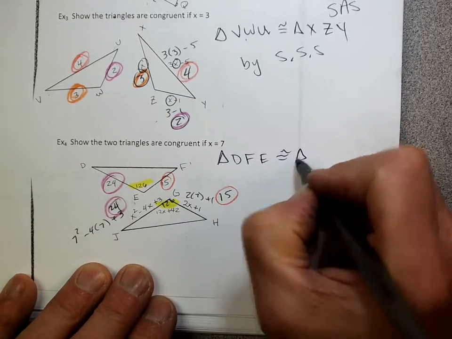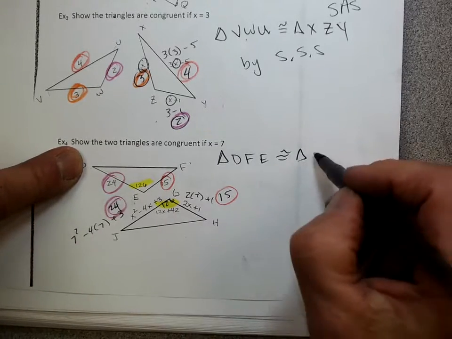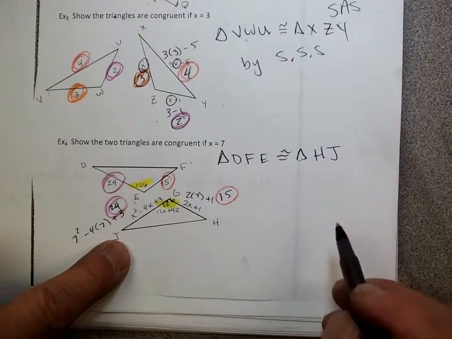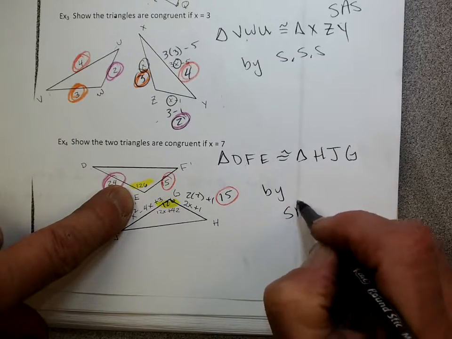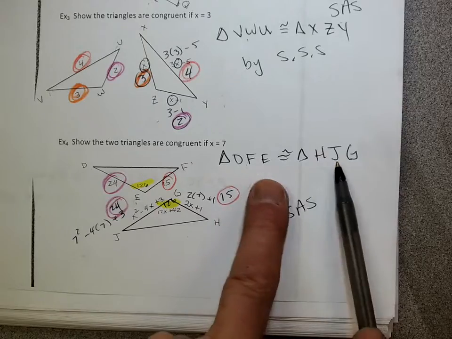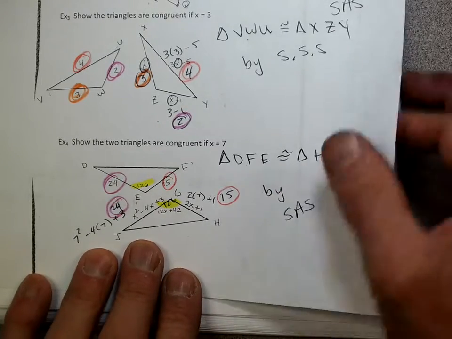Congruent to triangle... Let's see, D would go to H, I think. It's turned around, right? D goes to H. F would go to J. And then E would have to go to G by side, angle, side. Sometimes the hardest part is getting the right angles lined up because, you know, we turn them around on purpose, okay? So far, so good?